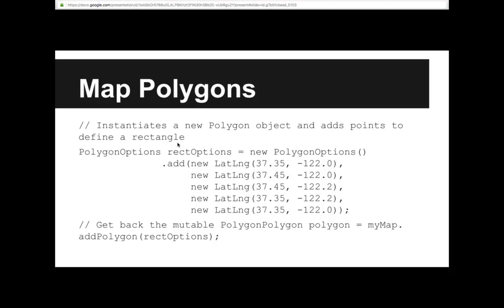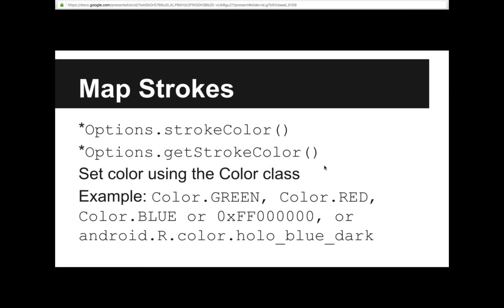Okay, so this is the polygon. It looks almost exactly the same. It's just a different class, but it'll connect the last point to the first point. Map strokes. So I talked about actually having to color and do the thickness of it. We can set the stroke color, and we use a constant Color.GREEN. Or we can do Android color, so Android.R. This is our Android R class, but instead of doing .id or .layout, we do .color, and that'll give us a bunch of constants that are defined in our Android SDK.